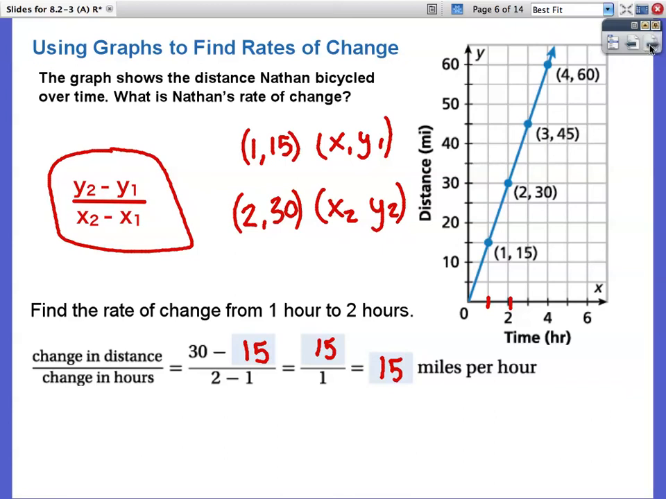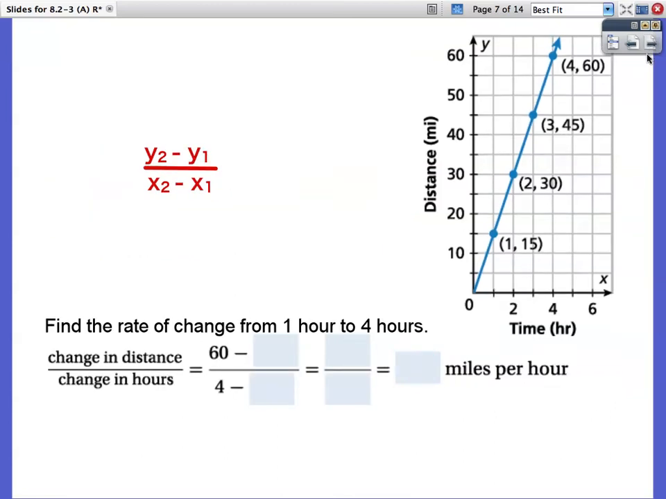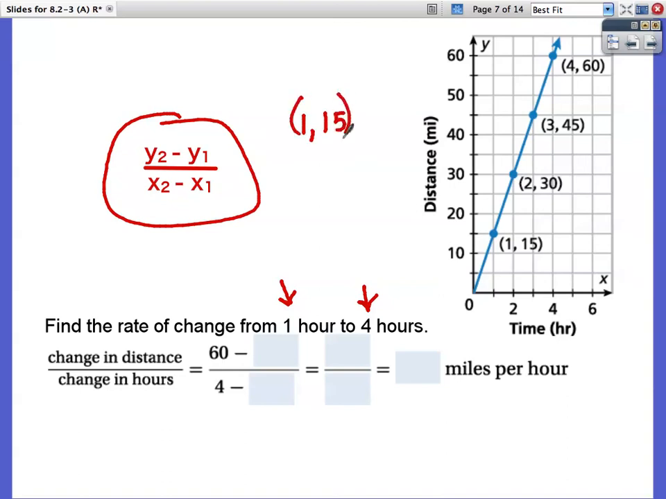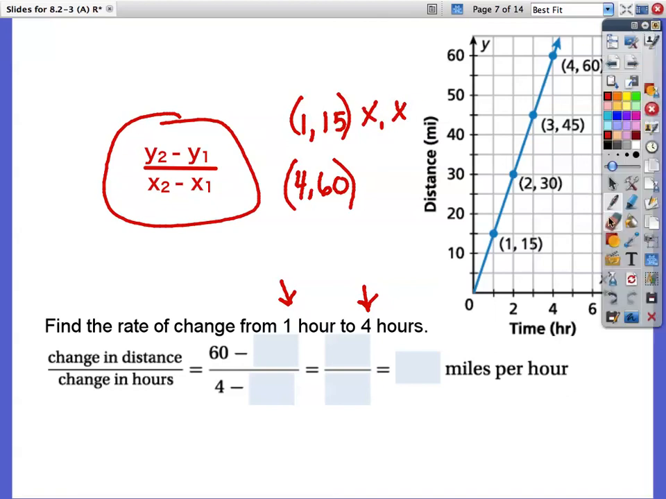Let's take a look at one more possible example. What if we wanted to find the rate of change over a larger span, so from 1 hour to 4 hours? Well, this equation would still work. We look at our 2 points. Our point at hour 1 was (1, 15), and at hour 4, the point is (4, 60). We follow the same strategy. We can call this x1 and y1, and we can call this x2 and y2.